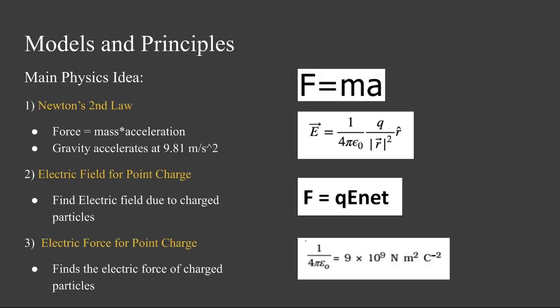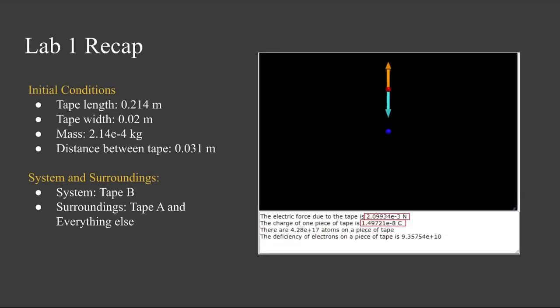The main physics ideas present in this experiment are: 1. Newton's second law, force equals mass times acceleration, and we need to know the gravitational acceleration, which is 9.81 meters per second squared. We also need to know the electric field for a point charge, which is the equation on the right, 1 over 4 pi epsilon naught times q over r squared, r hat. We also need the electric force for the point charge, which is F equals q, the charge, times the net electric field.